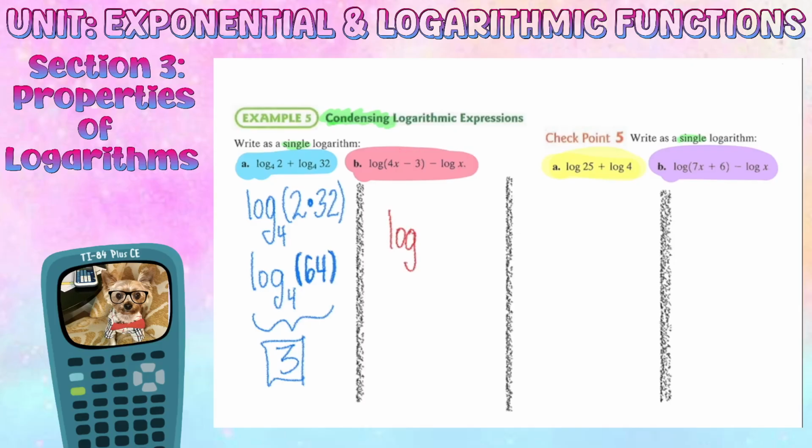This is log with an invisible base 10. We already spoke about that. Its quotient property, my numerator will be 4x minus 3, and my denominator is x. I would not simplify what you have going on inside of that parenthesis. It's not worth it. It's messier. It's better to leave it altogether as a fraction. I know I had some students saying, should we make it 4 minus 3 over x?